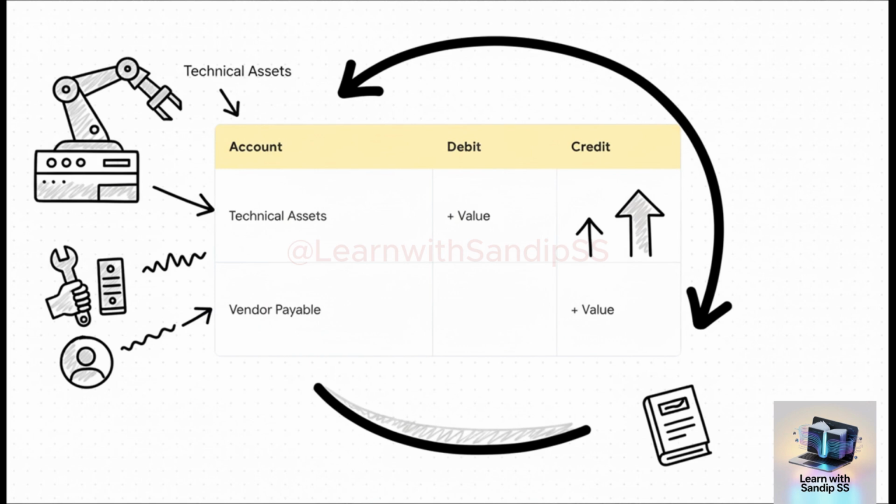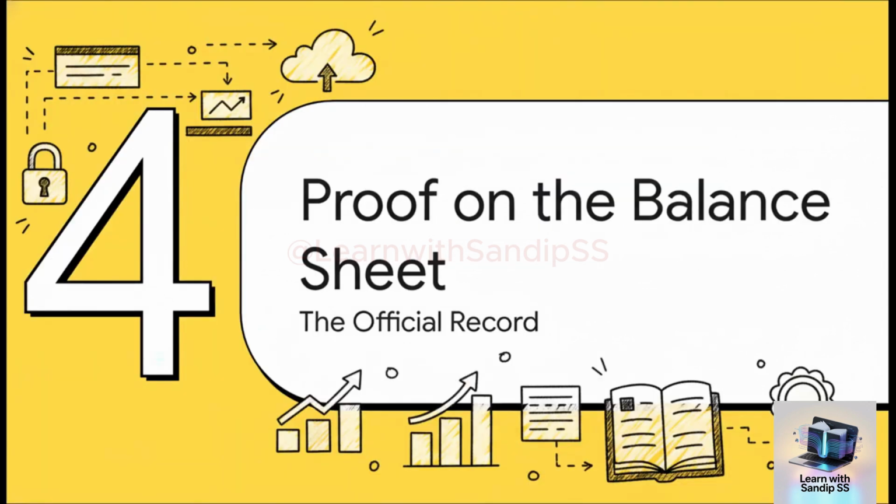And this right here is basically the language that transaction speaks. In accounting, everything has to balance. So the company's technical assets account goes up. That's a debit. And at the same time, the amount it owes to the vendor also goes up. That's a credit. This perfectly balanced entry is the move that officially puts the excavator's value onto the company's books.